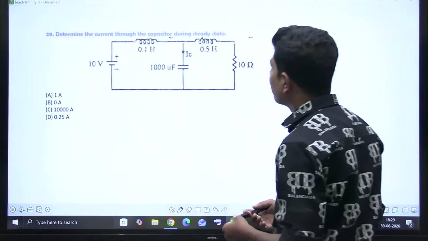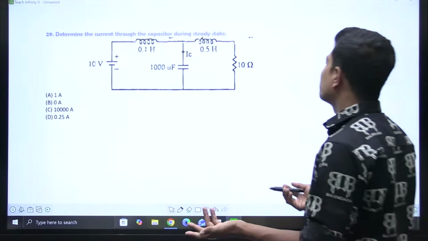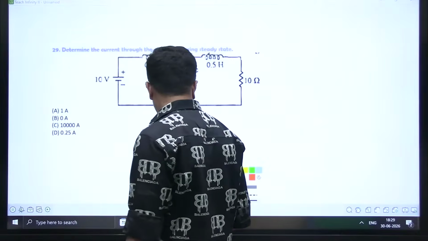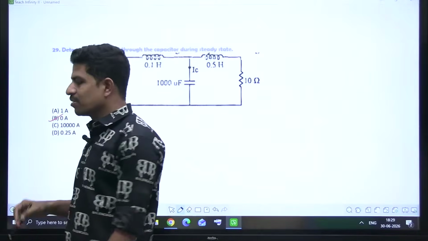Yes, this is: determine the current through the capacitor during steady state. During steady state, the capacitor is an open circuit, so the current is 0 amperes. This is a question, first of all? I really hate this kind of simple question.